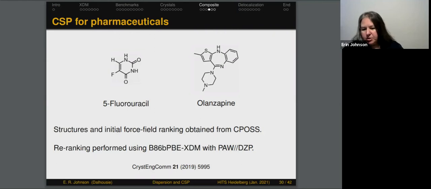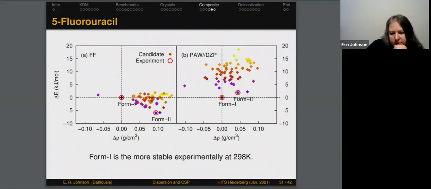All right, so here's some results. First of all, for 5-fluorouracil, there are two experimentally known polymorphs, form one and form two. With the force field method, form two is predicted to be the most stable of all the candidate structures, but there are very, very many candidate polymorphs predicted to be more stable than the known form one. If we consider then redoing this crystal energy landscape with our composite method, we obtain a very different energy landscape, and now form one and form two are predicted to be the two lowest energy candidates.